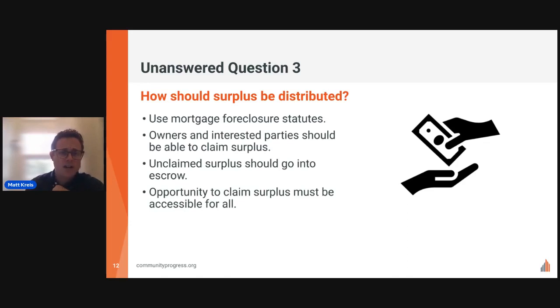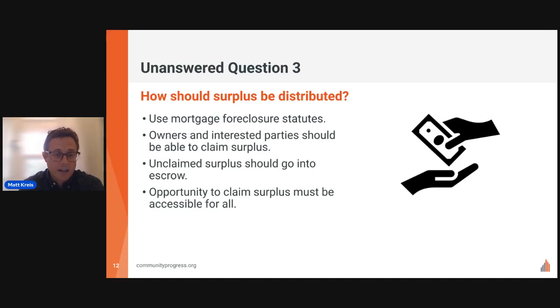One thing the Supreme Court touched on in its decision was who should be able to get the surplus? Certainly, the court made clear that the owner, the former owner, should be able to claim any excess proceeds or excess value in the property. But we also firmly believe that any party that has an interest in the property, maybe a mortgage holder or other lienholder, should be able to claim surplus. And many state mortgage foreclosure statutes account for that in their own procedures as well.